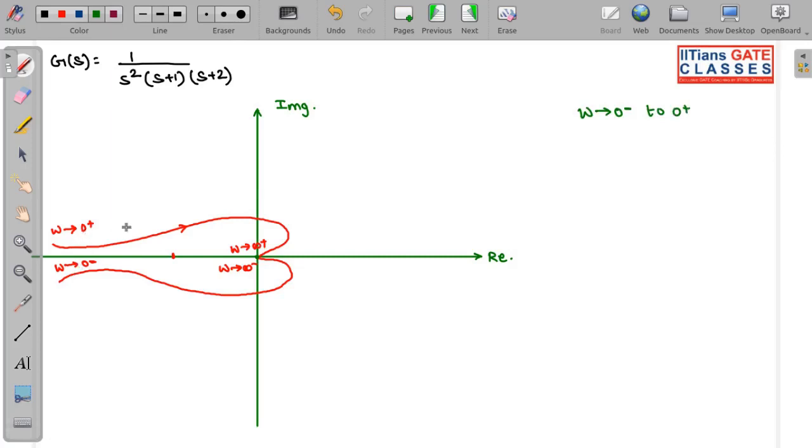So the number of infinite magnitude half circles is equal to how many? It is equal to 2. So 2 half circles will make a complete circle. Look over here, and the direction of that circle will be clockwise, since you need to start from 0 minus and end at 0 plus. So your circle will look something like this.